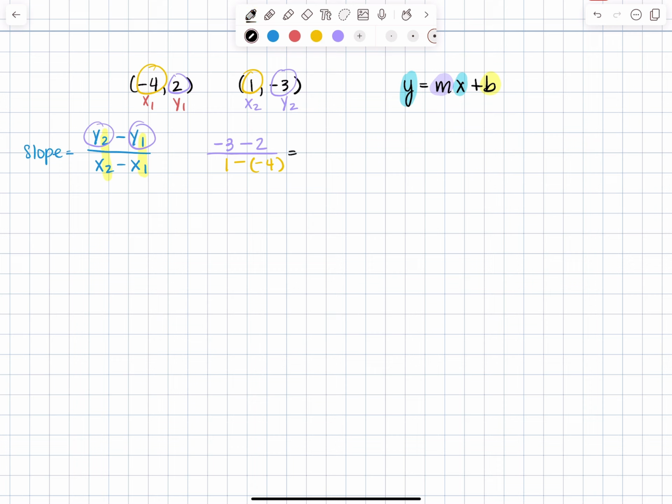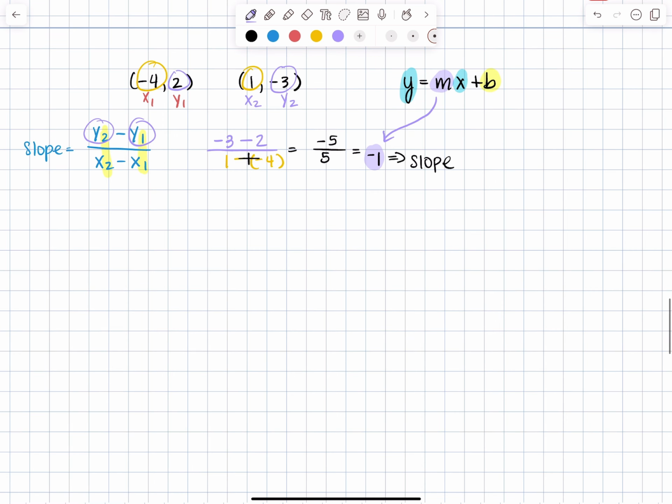So negative 3 minus 2 is negative 5. And then 1 minus negative 4: the negative becomes positive, so 1 plus 4 is 5. Negative 5 divided by 5 is just negative 1. So this is our slope, our m value, is just negative 1.